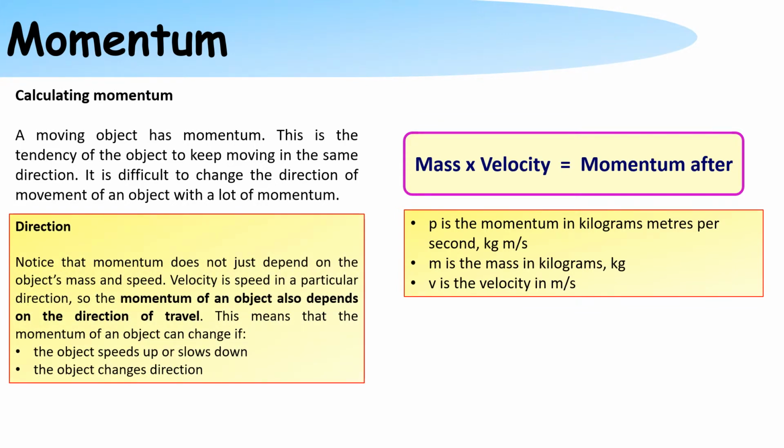When we talk about direction, we need to notice that momentum does not just depend on an object's mass and speed. Velocity is a speed in a particular direction, so the momentum of an object also depends on the direction of travel. This means that the momentum of an object can change if the object speeds up or slows down, or the object changes direction.